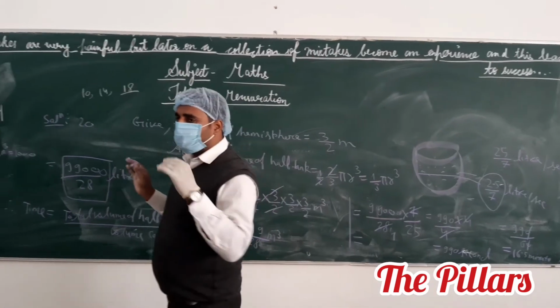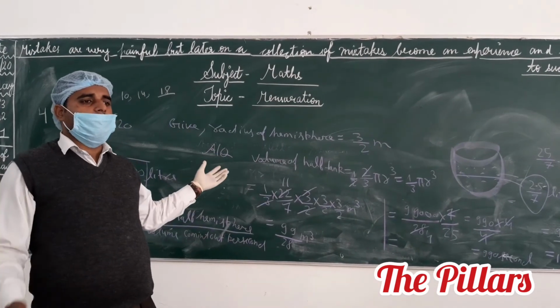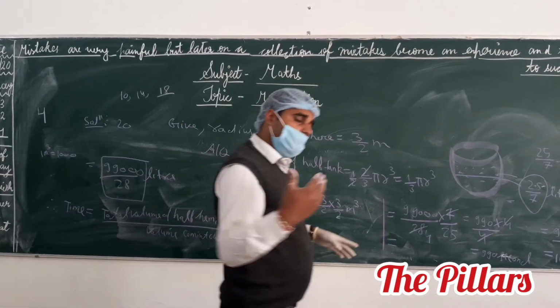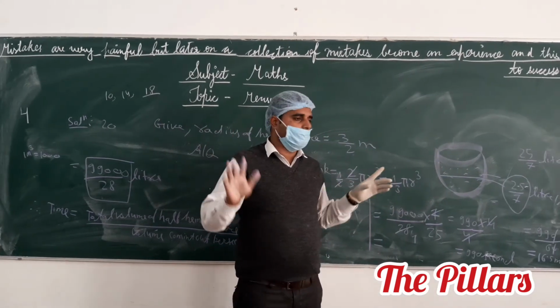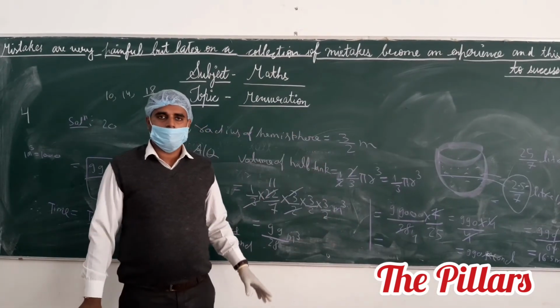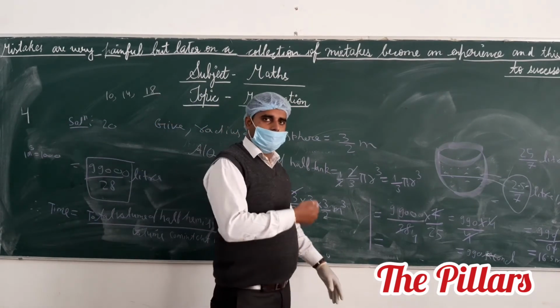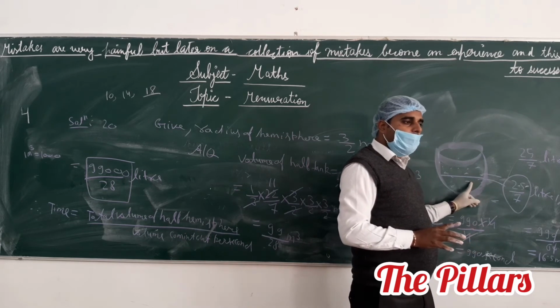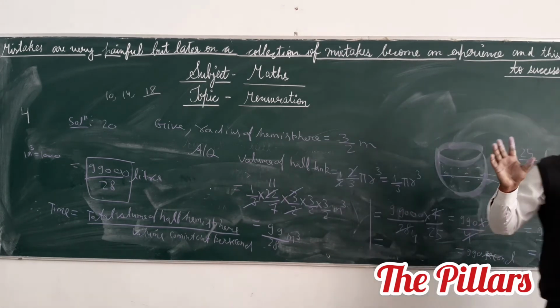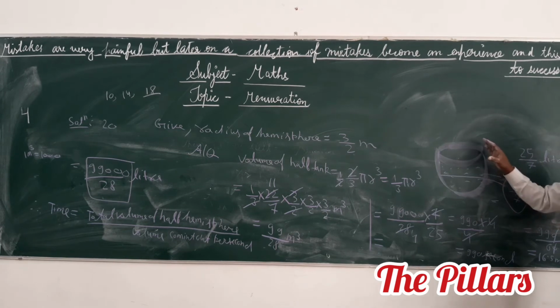What question I have asked and how you have to solve it. Again I have to explain. You see that you have a hemisphere given. This hemisphere is full of water, but the question says you only have to release half of the water. It means we only have to drain half of the tank.